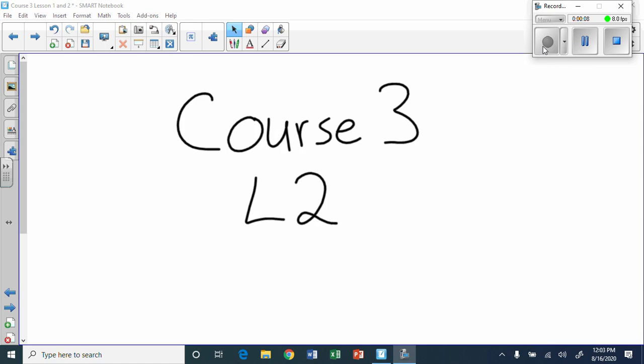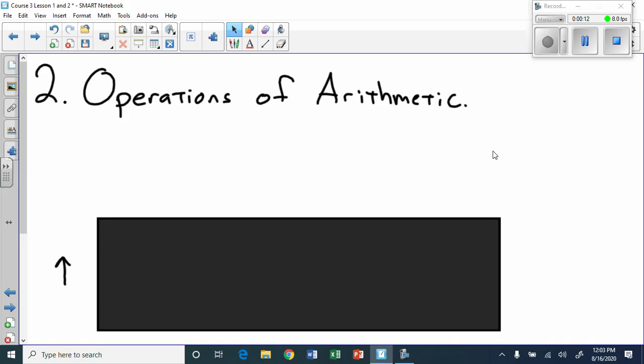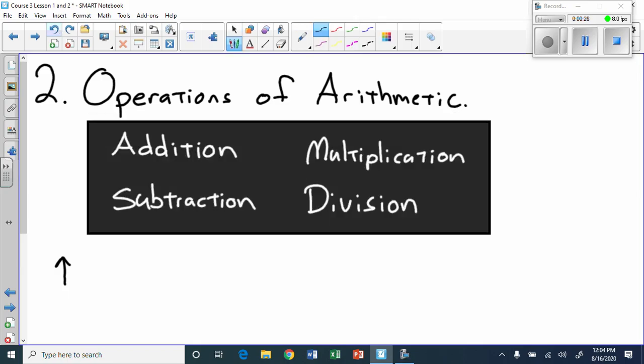Lesson number 2 is on the concept of the order of operations of arithmetic, and then what kind of properties we can do with that. So first, the operations of arithmetic. There are 4 basic operations that we look at. Those basic operations are addition, subtraction, multiplication, and division.